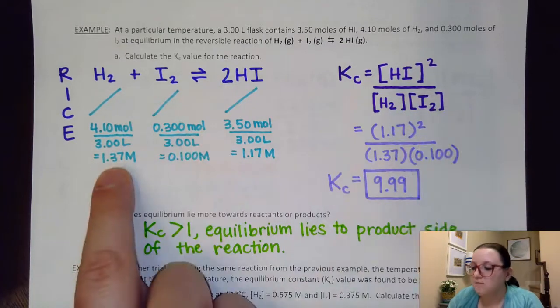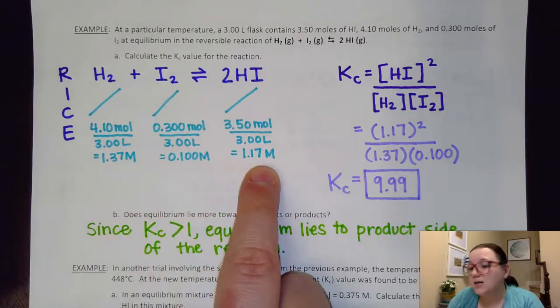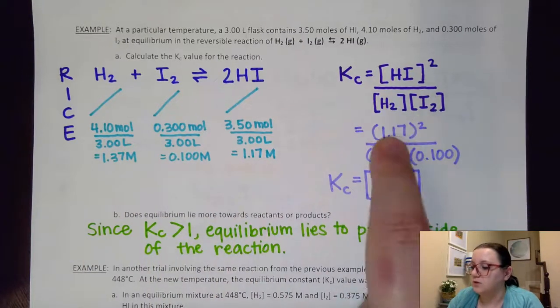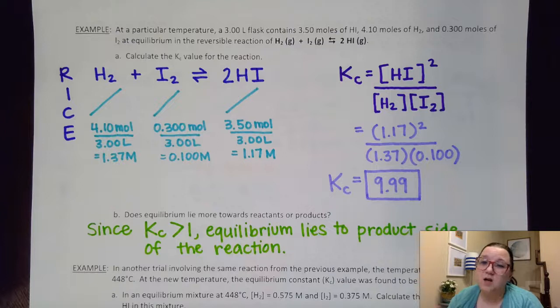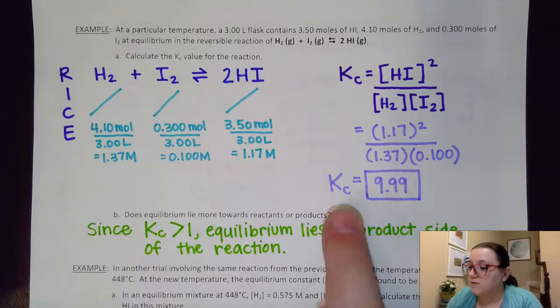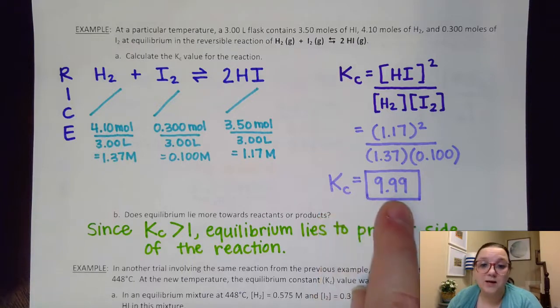So now that I have those ending molarities, I can now plug them in for those concentrations here and simply solve. Now you notice I did use 3 significant figures throughout. That was because all of the initial values they gave me had 3 significant figures. And so that got me a final Kc value of 9.99.